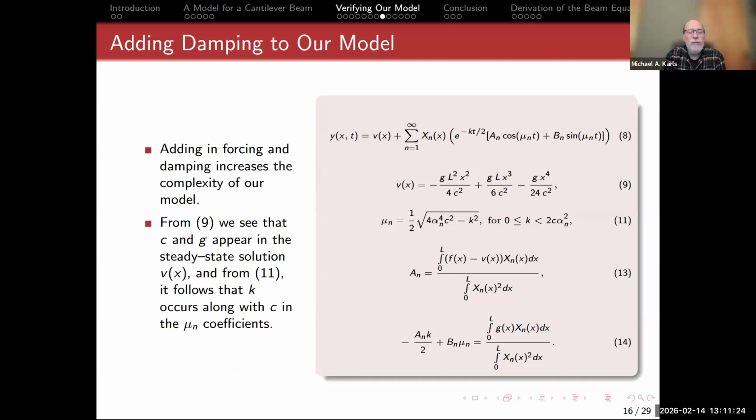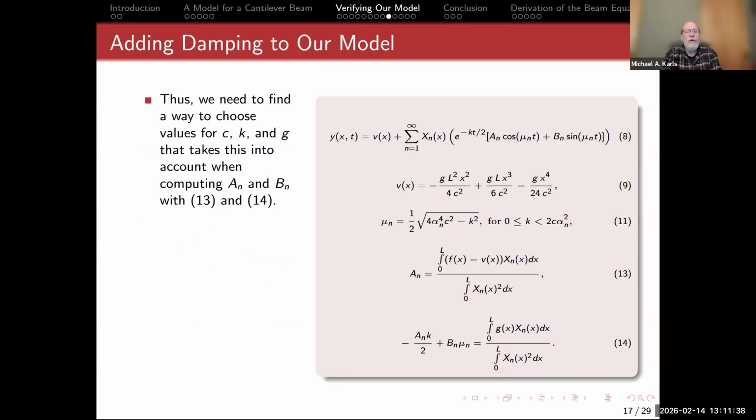And from equation 9, we see that C and G appear in the steady state solution V of x, and from equation 11, it follows that K occurs along with C and the mu sub n coefficients. So we need to find a way to choose values for C, K, and G that takes these into account when computing the A sub n and B sub n coefficients with equations 13 and 14.